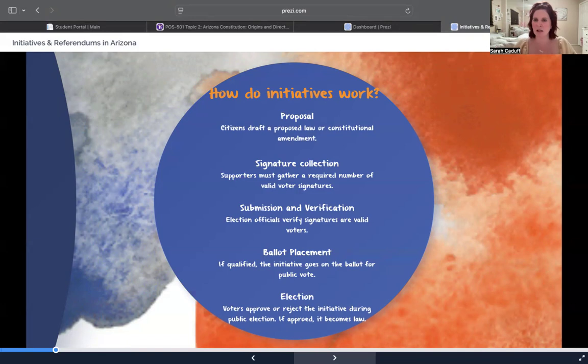Lastly, you get to the election. So now we're moving into the public vote. Voters then approve or reject the initiative during a public election. They're going to vote yes or no. If it is approved, it then becomes law. If it is rejected, it is booted and it does not become a law.